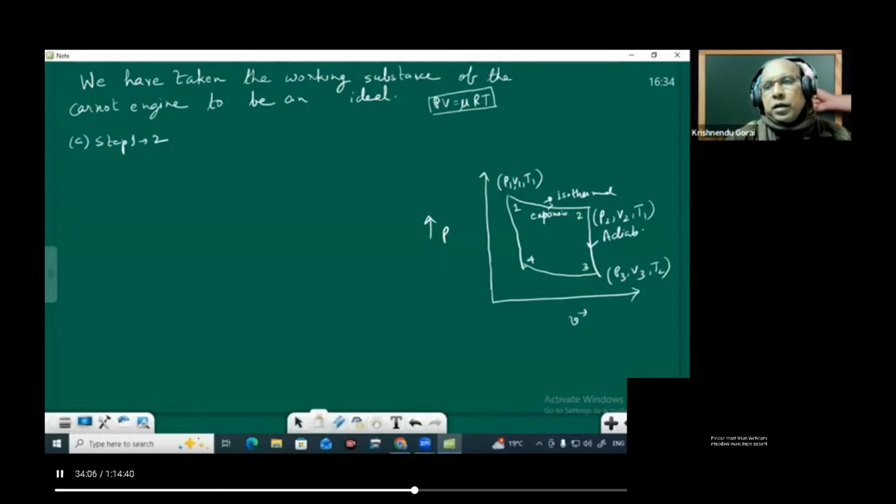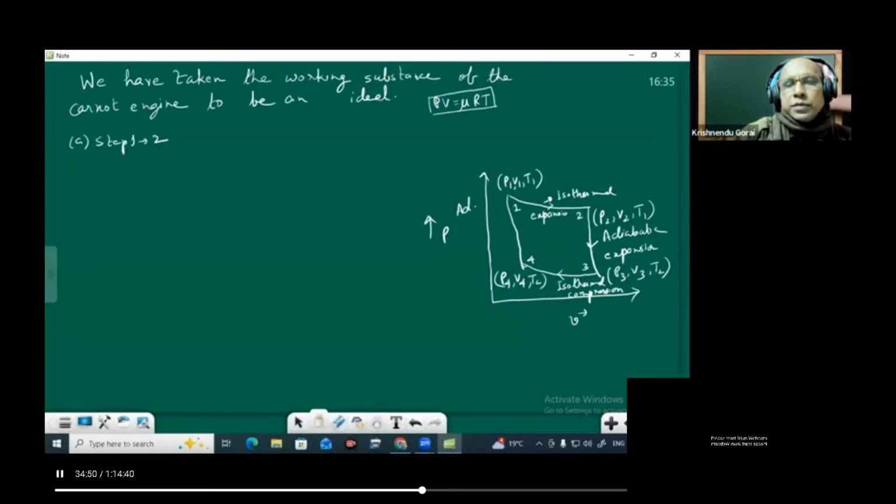Adiabatic expansion. In adiabatic expansion, what happens? Del Q equal to 0, right? And the next one is P4, V4, and T2. Pressure will change, volume will change, and there is no change in temperature. So it is known as isothermal compression. Why compression? Because there is volume change, and volume is less. In this case, 4 to 1, this is adiabatic compression.